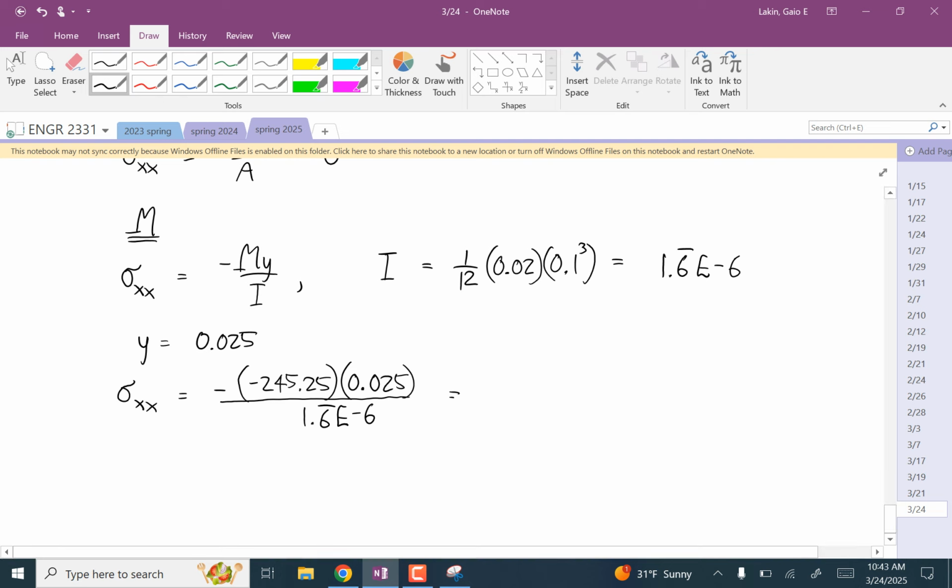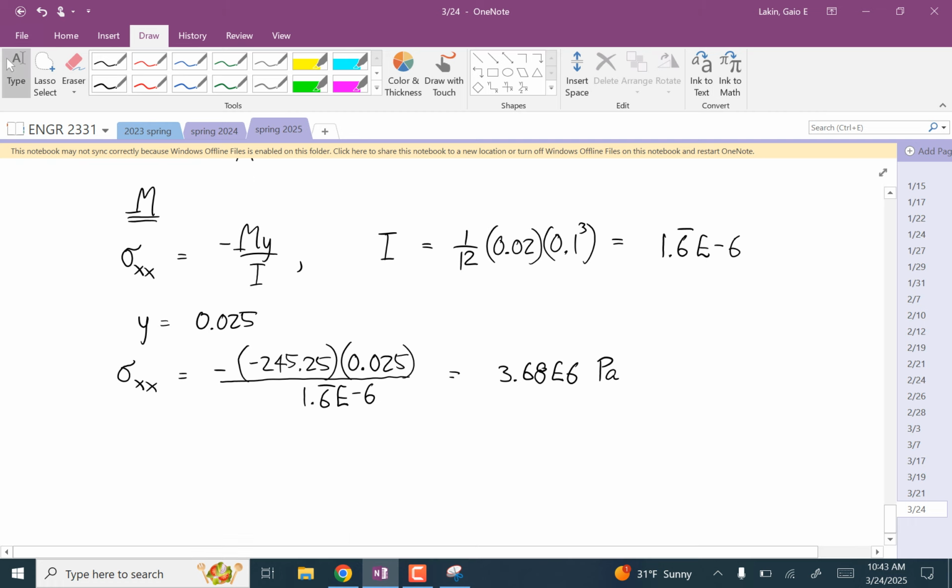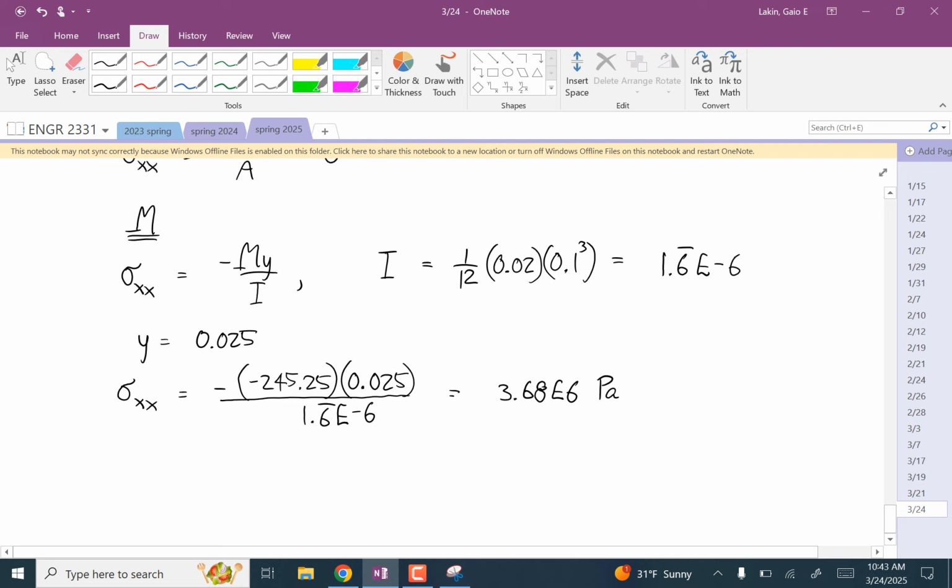And so we get 3.68 times 10 to the 6 pascals. That's pretty amazing. That's a big stress. And so the stress tensor due to the bending moment is 3.68, zeros everywhere else, in megapascals.